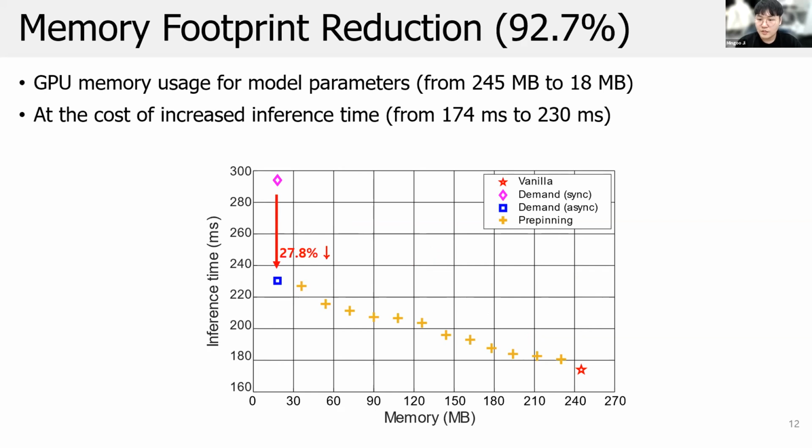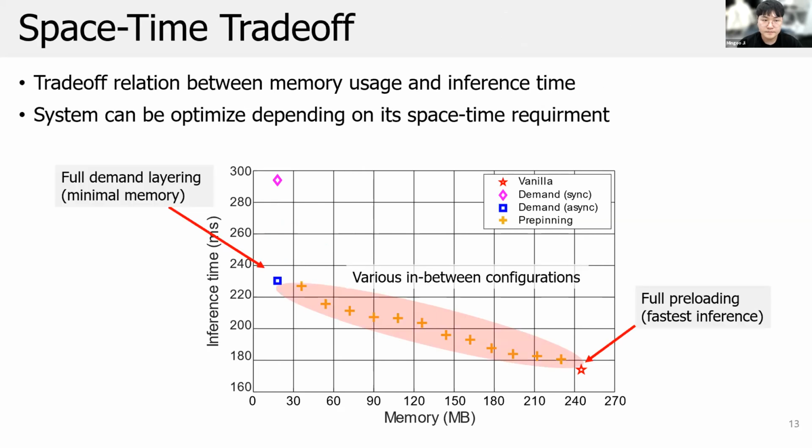The blue square is the result of operating this asynchronously, and it uses the same 18 megabytes, but the inference time is 230 milliseconds, which is further reduced by 27.8%. We reduced the memory usage at the expense of inference time.